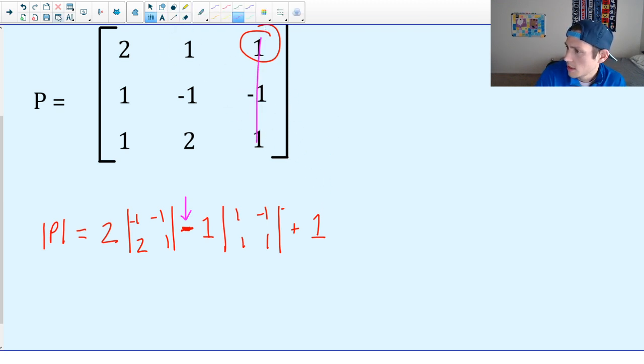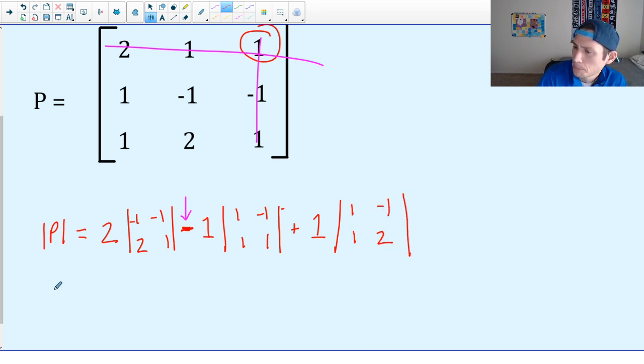Okay, and then same thing, cross out the row and column. So we have these four numbers left. 1, -1, 1, 2. Okay, so now each of these 2x2 determinants, so we have a formula for 2x2 determinants.